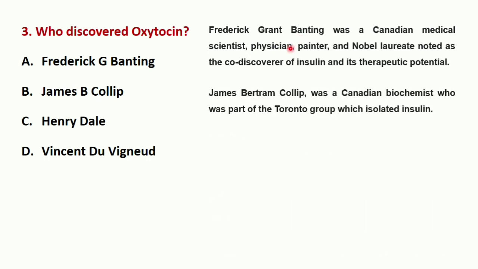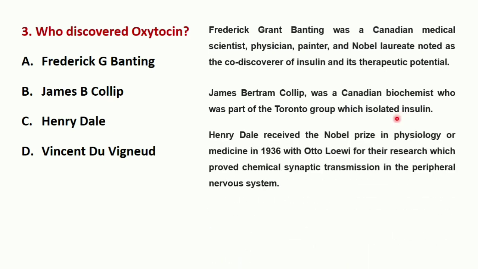Banting. And in the case of James B. Collip, he was a Canadian biochemist who was part of the Toronto group which isolated insulin. And next, Henry Dale received the Nobel Prize in Physiology or Medicine in 1936, with Otto Loewi, for their research which proved chemical synaptic transmission in the peripheral nervous system. So for this research, they got the Nobel Prize in 1936.